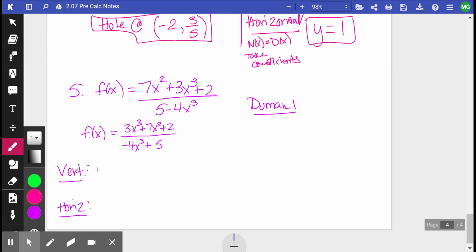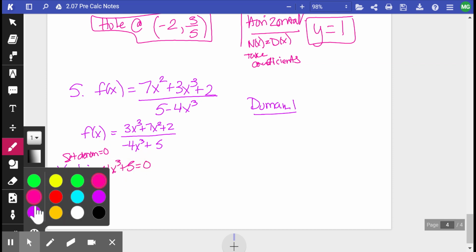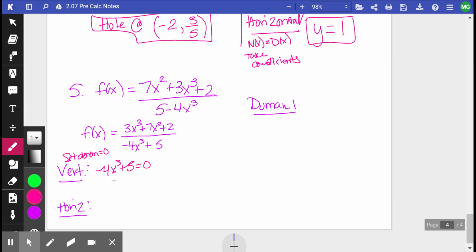Okay, so for vertical, you're setting your denominator equal to 0. So we have -4x to the third plus 5 equals 0. And we need to solve that. So I'm going to subtract over the 5. Divide by -4. And then I get 5 over 4. And now I want to solve for x. So I'm going to take the cube root of both sides. So I get x equals the cube root of 5 over 4 for my vertical asymptote.